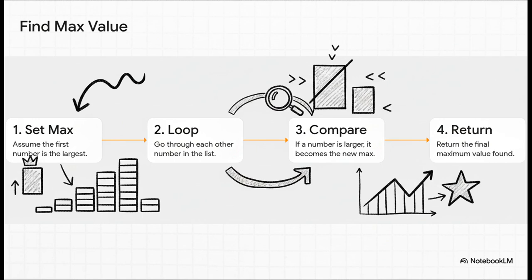First, you just assume the very first number is the biggest one. Then you loop through all the others. If you find one that's bigger, that's your new champion. You just keep doing that until you reach the end, and voila, you're left with the biggest value. It's simple, logical, and ready to be turned into real code.